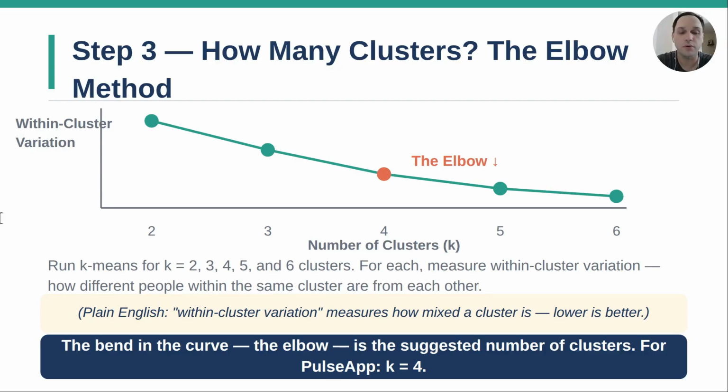A lower number is better. It means the cluster is tighter and more coherent. Plot that number against K, and you'll see the curve drop steeply at first, then flatten. The bend in the curve, the elbow, is the point where adding more clusters stops buying you meaningfully tighter groups. For PulseApp, the elbow appears at K equals 4 segments.